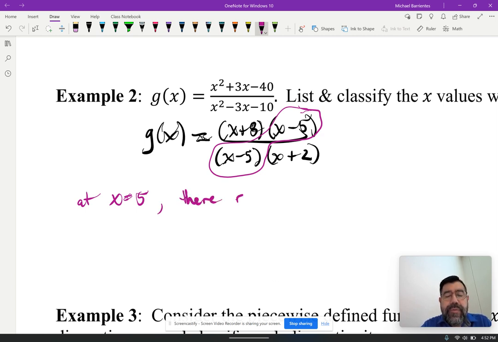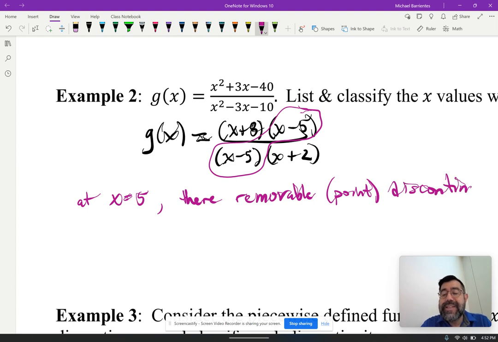there's a removable, specifically, I guess if you want to call it a point, discontinuity. There's a hole in the graph. There's a deleted point at x equals 5. What tells me that? The fact that there are common factors, x minus 5 on top and x minus 5 on the bottom. Because if I substitute x equals 5, it will give me a 0 on top and a 0 on the bottom.